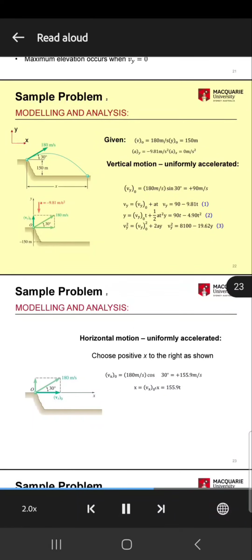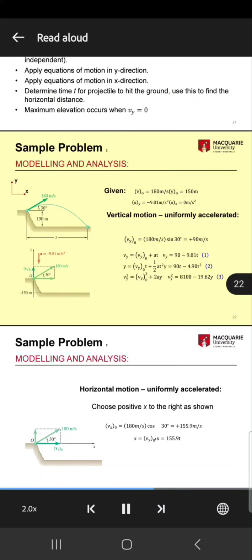y equals 90 t minus 4.90 t squared, equation 2. v_y squared equals (v_y)_0 squared plus 2 a_y y, so v_y squared equals 8,100 minus 19.62 y, equation 3. The equations are: 1, v_y equals 90 minus 9.81 t; 2, y equals 90 t minus 4.90 t squared; 3, v_y squared equals 8,100 minus 19.62 y.